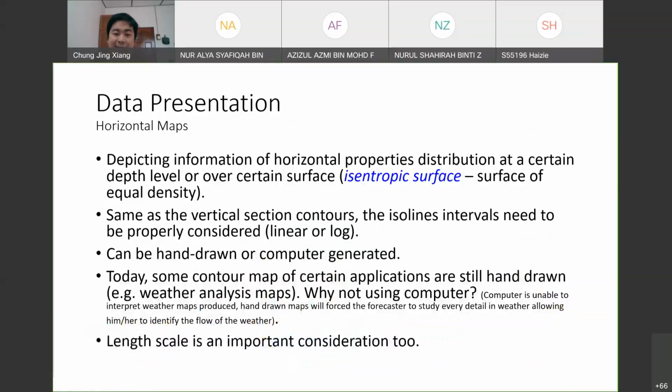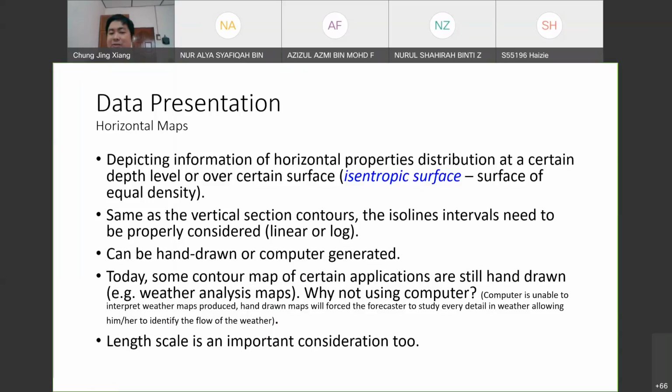Okay, next is the horizontal map. I bet this is the one you are most familiar with. Yeah, so the horizontal map depicts information at the horizontal properties at a certain depth or surface. For example, over the surface, over, let's say, the 200 hectopascal vertical level, or maybe at 1,000 meters below the sea surface. So you draw something horizontal in 2D.